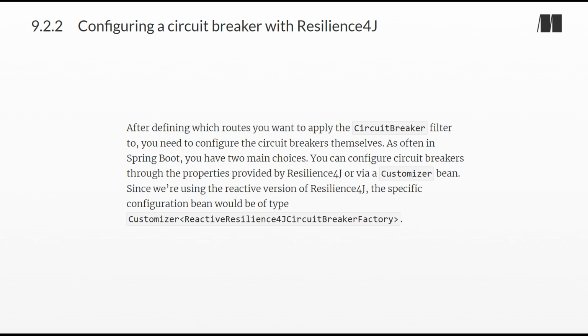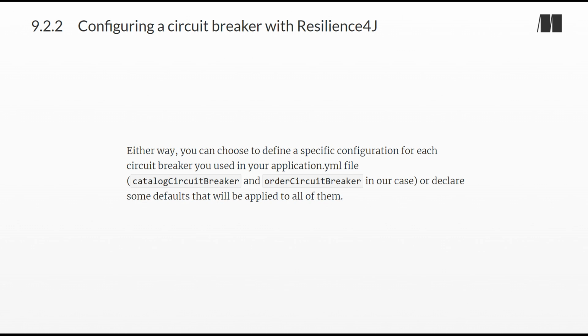After defining which routes you want to apply the circuit breaker filter to, you need to configure the circuit breakers themselves. As often in Spring Boot, you have two main choices. You can configure circuit breakers through the properties provided by Resilience4J or via a customizer bean. Since we're using the reactive version of Resilience4J, the specific configuration bean would be of type Customizer of ReactiveResilience4JCircuitBreakerFactory. Either way, you can choose to define a specific configuration for each circuit breaker you used in your application.yml file, catalog circuit breaker and order circuit breaker in our case, or declare some defaults that will be applied to all of them.